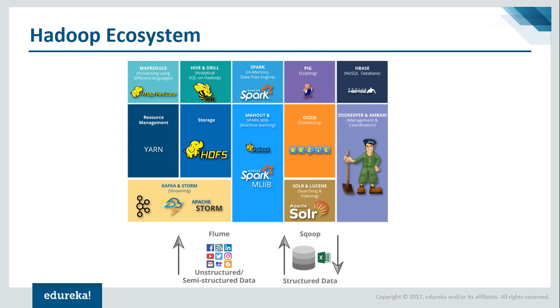We have got PIG for scripting. We have got HBase, which is a NoSQL database. We have got Zookeeper and Ambari, which are used for management and coordination, Oozie for scheduling, Solr and Lucene for searching and indexing. We've got Mahout and Spark MLlib. These are libraries that contain machine learning algorithms. We've got Kafka and Apache Storm. Now Apache Storm also handles real-time processing, and it is highly optimized on only processing real-time data.